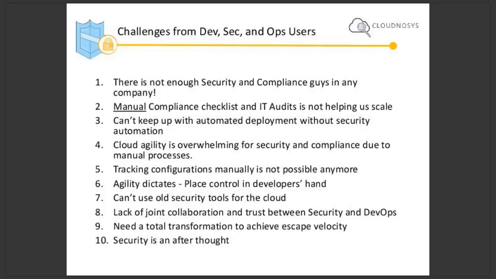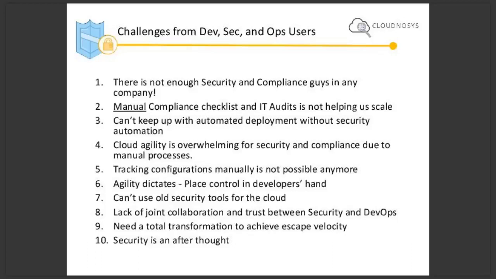Number 5, tracking configuration manually is not possible anymore. This is something that goes on today, and by the way, it's one of the major reasons why organizations are having breaches. Not that they don't have great processes in place, they're just not tracking changes through automation versus doing it manually. So we're going to talk about this a little bit more later on.